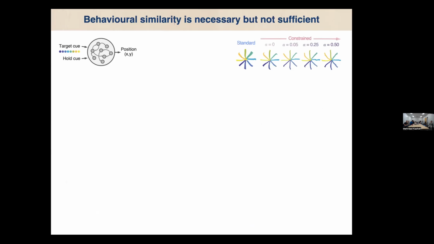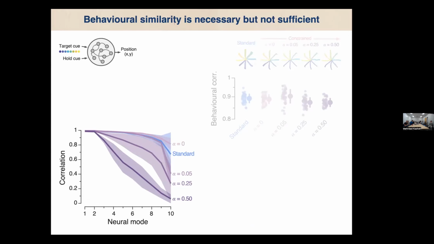Sorry, was that in the alpha 0.5, the lowest curve there? Is this the average alignment between the dynamics of two different networks trained with alpha 0.5, or between the standard network and one alpha 0.5? This is between two different networks trained at 0.5. At that level, okay. So there's more individual variability between networks in this. Exactly.